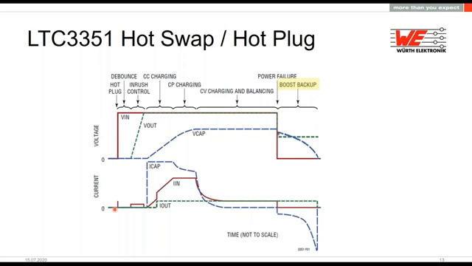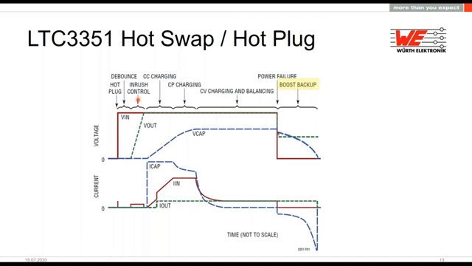And then we have some debouncing. The IC qualifies the input as good using the undervoltage lockout and overvoltage lockout comparators. When this timer expires and everything is good, it starts working. Then it turns on the hot swap FET. So this is here the debounce and inrush current control.